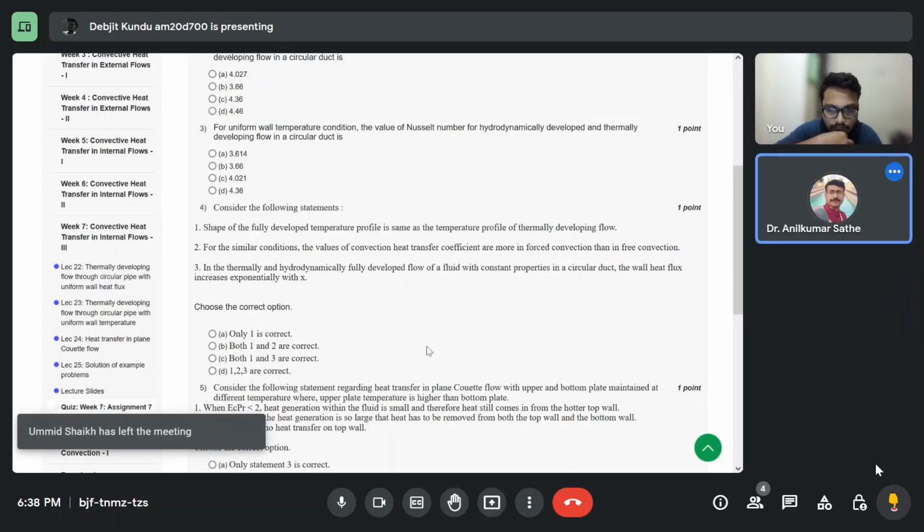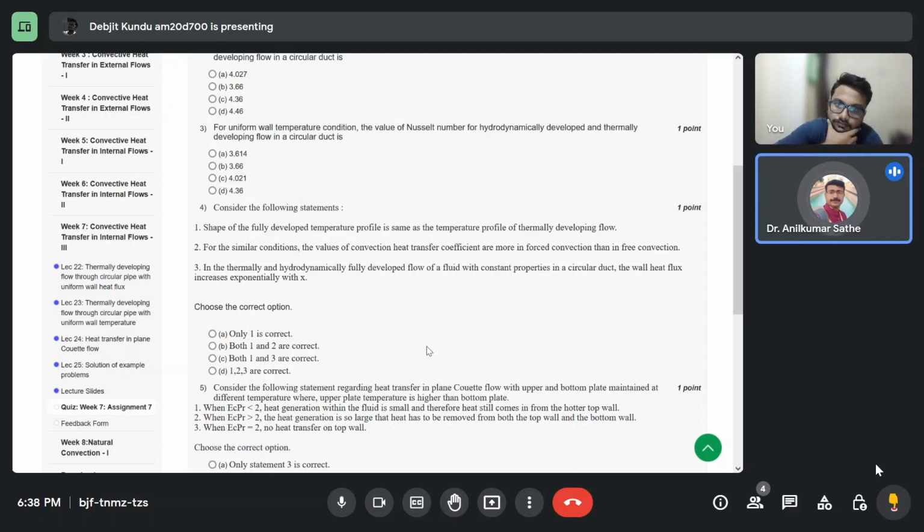Means 2 is correct. In the thermally and hydrodynamically fully developed flow, with constant properties in a circular duct, the wall heat flux increases exponentially with x. Probably this is also true. This is for week 7, right? I'm not sure I'm allowed to discuss. Okay. Don't say the answer, but see here the problem is what? The answer number 1 is correct.